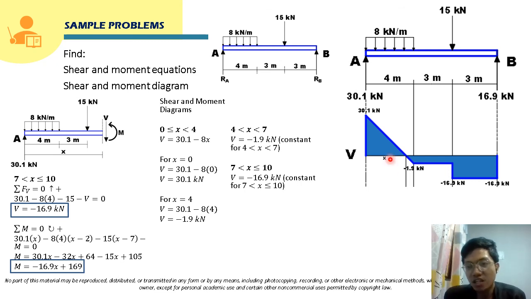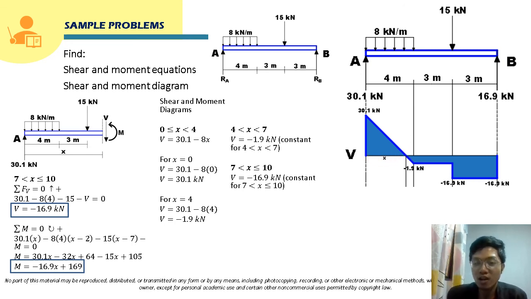And as you can see here, class, for the shear in the first segment, this straight line passes through the x-axis at this point. So we are going to solve this value of x because we are going to use this for plotting the moment. So we are going to solve this distance x, at this point where there is zero shear.